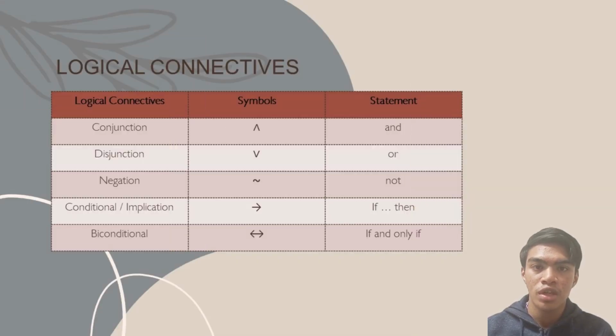The first one is conjunction, which in the statement is called AND. The second one is disjunction, which in the statement is called OR. The third one is negation, which in the statement is called NOT. The fourth one is conditional or implication, which in the statement is called if, then. And lastly is biconditional, which in the statement is called if and only if.